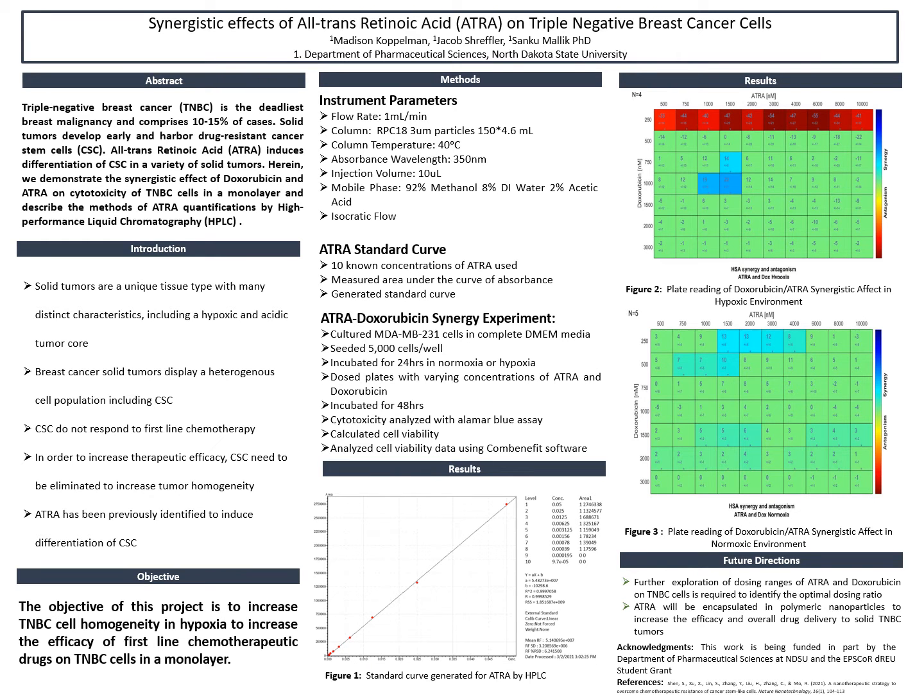Next, we looked at an ATRA doxorubicin synergy experiment. We cultured MDA-MB-231 cells in complete DMEM media, seeded 5,000 cells per well in a 96-well plate, incubated for 24 hours in normoxia as well as in hypoxia, dosed the plates with varying concentrations of ATRA and doxorubicin, incubated for an additional 48 hours, then analyzed the cytotoxicity with an Alamar Blue assay, calculated the cell viability, and analyzed that viability data using a synergy software.